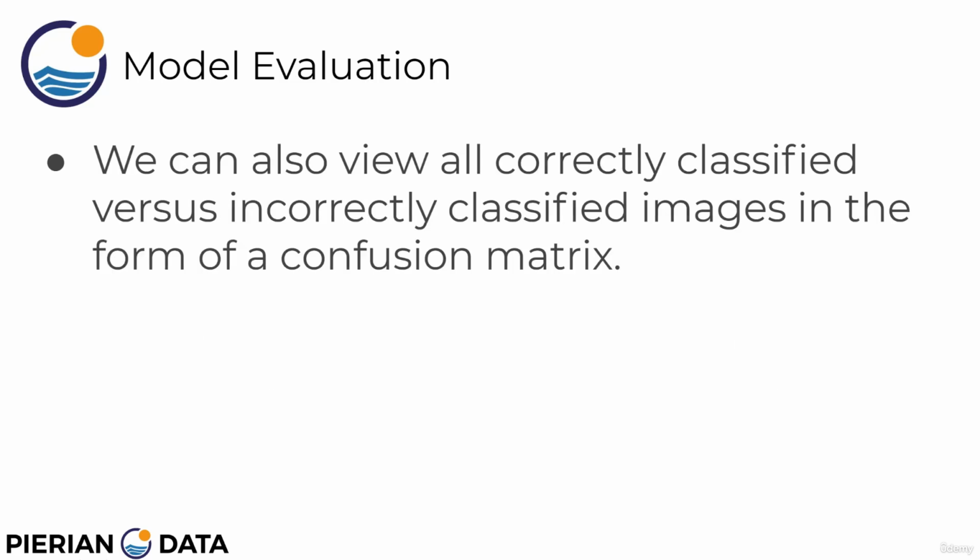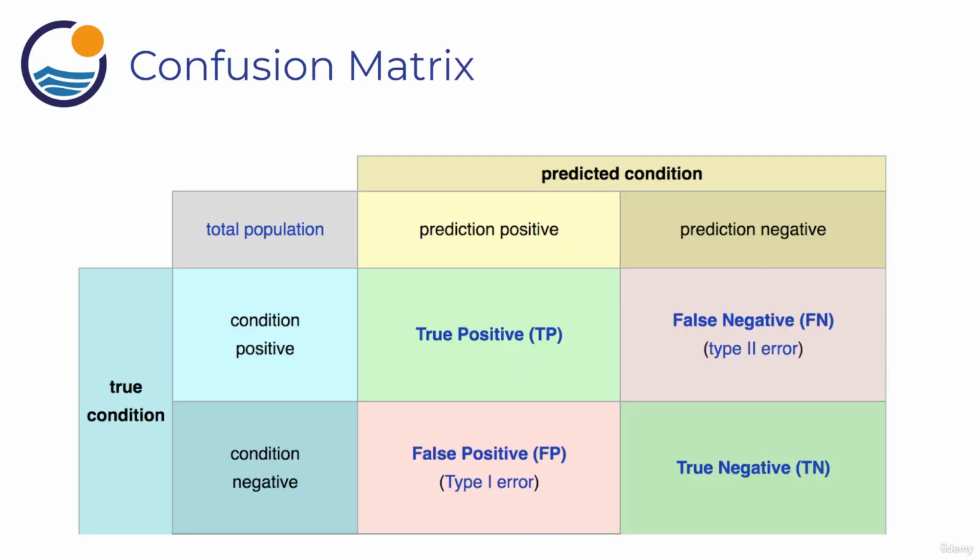Now we can also view all correctly classified versus incorrectly classified images in the form of a confusion matrix. So a confusion matrix looks something like this. We have the underlying true condition, so that's the true correct label, and we can think of condition as positive or negative, such as actually being a dog or not being a dog, or oftentimes this is used in a medical diagnosis, such as having presence of a disease versus not having presence of a disease. And then we have the model's predicted condition, so prediction positive or prediction negative.